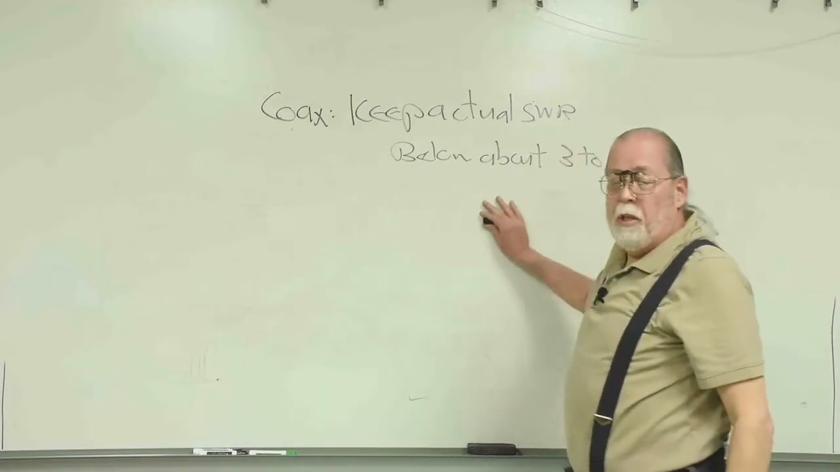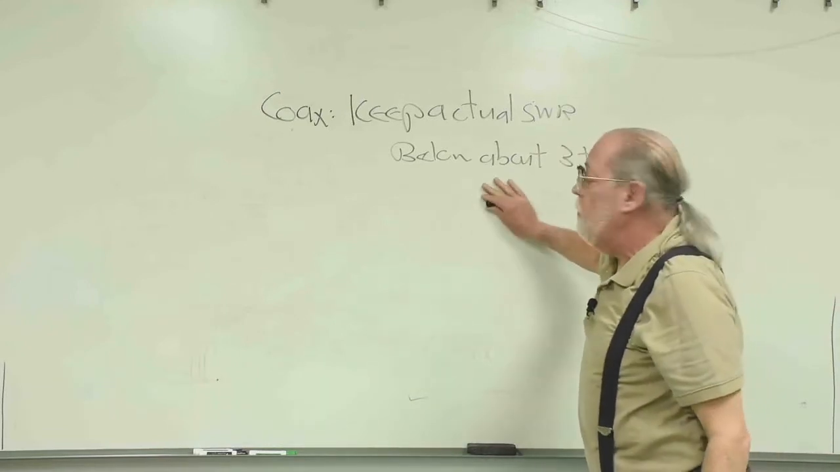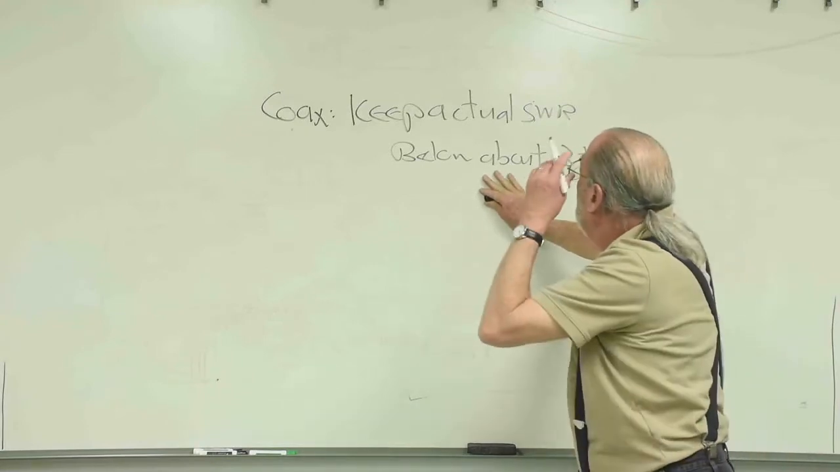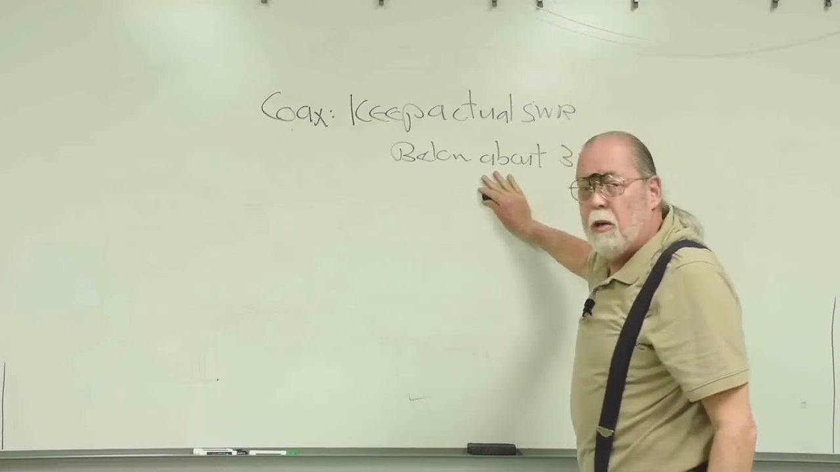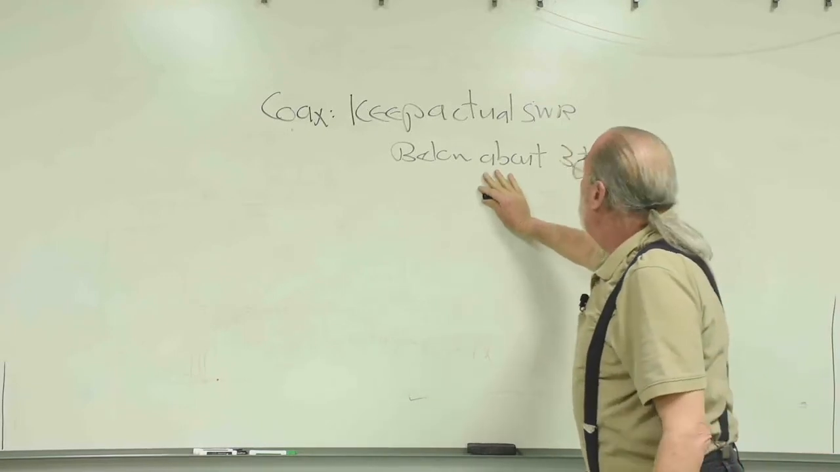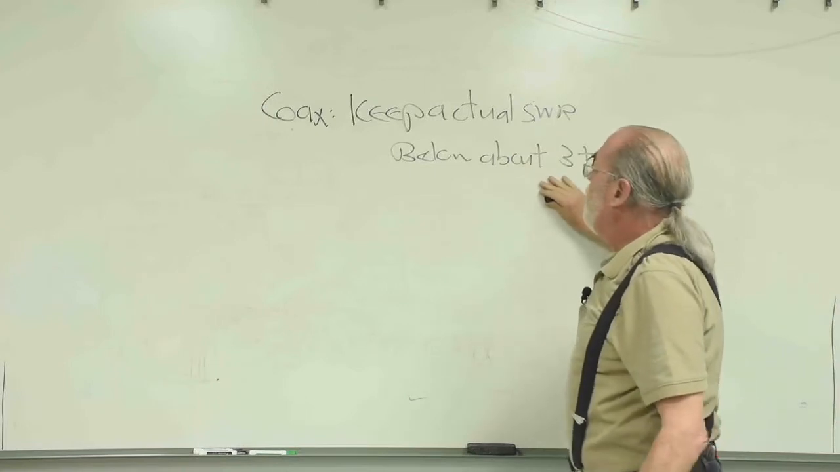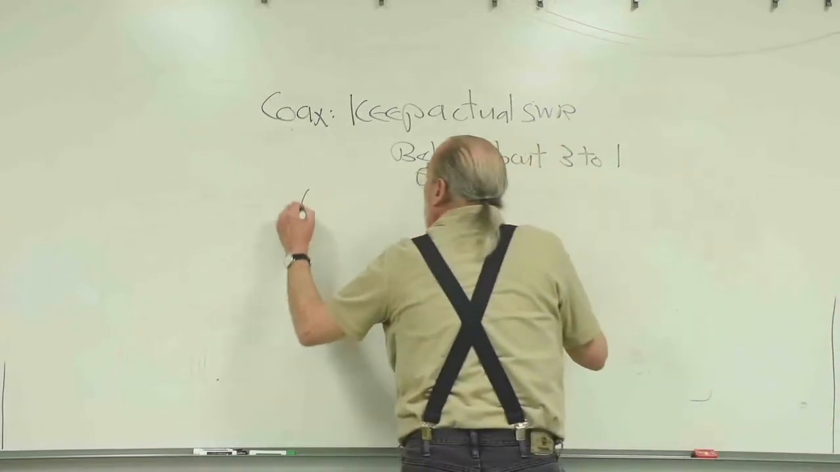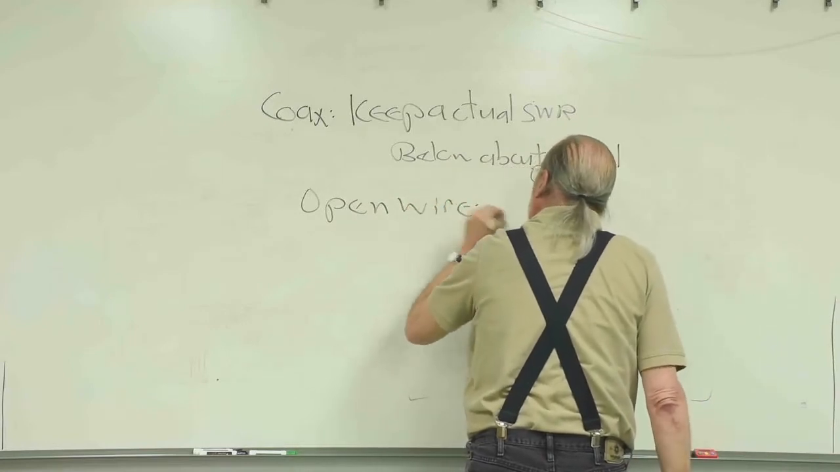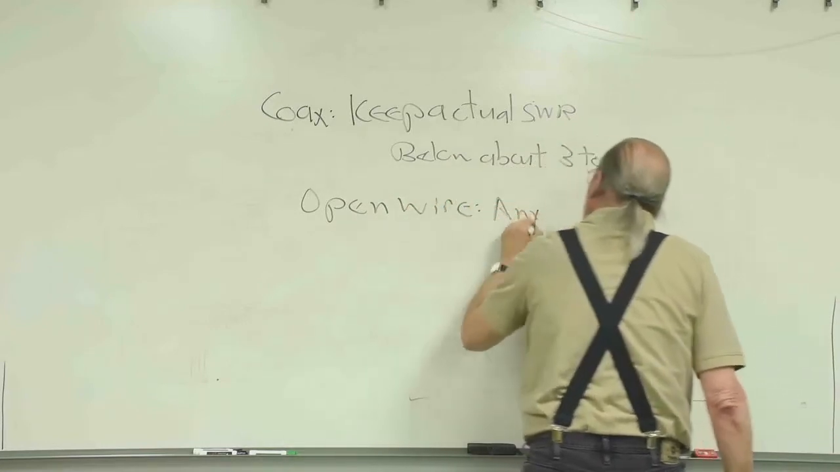Now this is assuming that your transmitter can feed into this. The trouble is if the SWR is high, most transmitters nowadays can adapt that. You can tell your automatic antenna tuner, it'll adapt it. And as long as it's below 3 to 1, you're okay. With open wire, anything is okay.